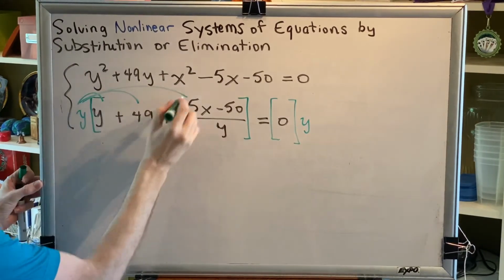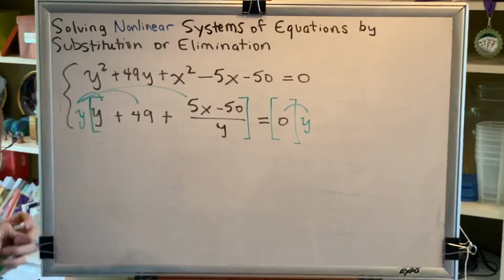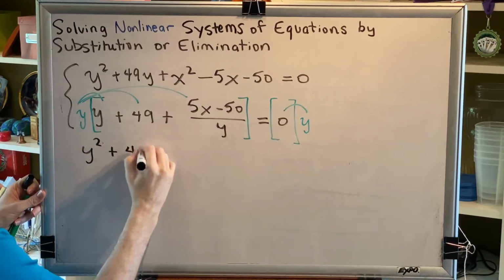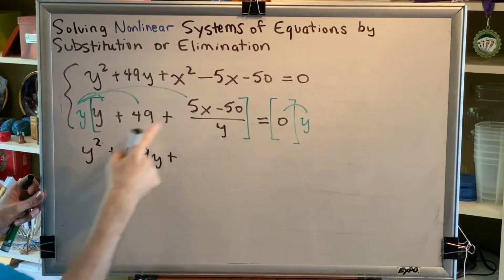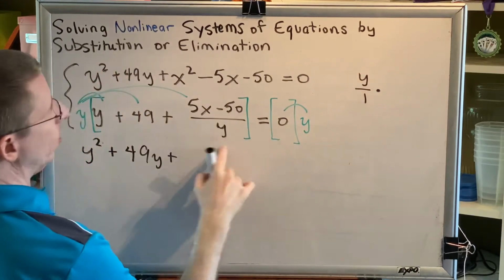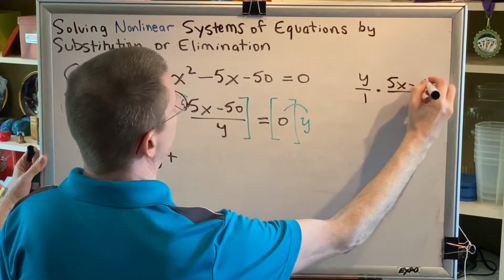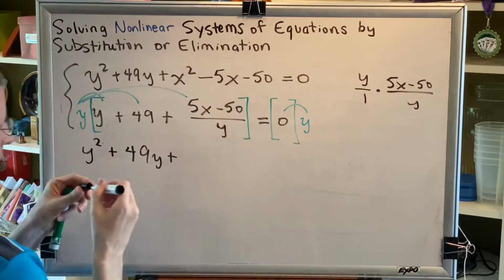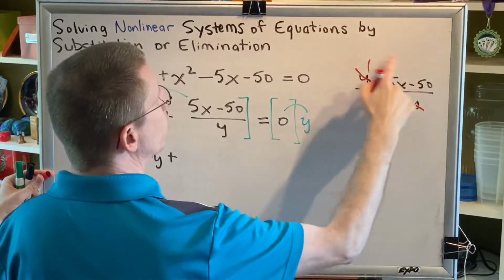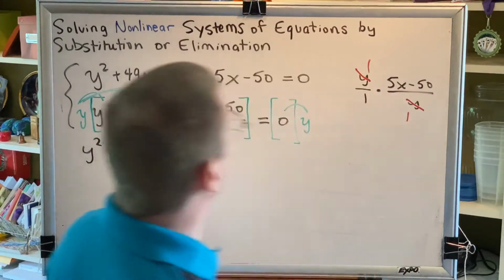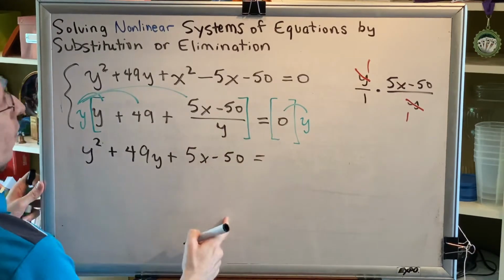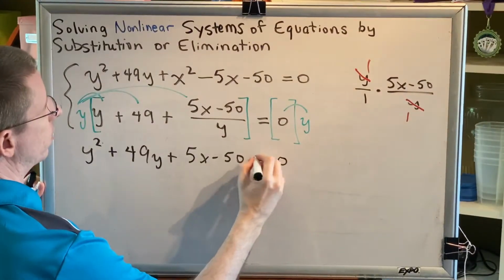On the left, we'll have to use the distributive property. On the right, we will simply multiply. All right, so here we go. Y times y, y squared, plus y times 49, 49y, plus. When this y gets multiplied by this fraction, this y, which we can write as y over 1, will cancel this y down here in the denominator, leaving us with the numerator 5x minus 50 times 1 and divided by 1. Well, anything times 1 is itself, anything divided by 1 is itself, so we simply have 5x minus 50. And on the right side, we have y times 0, which is 0.